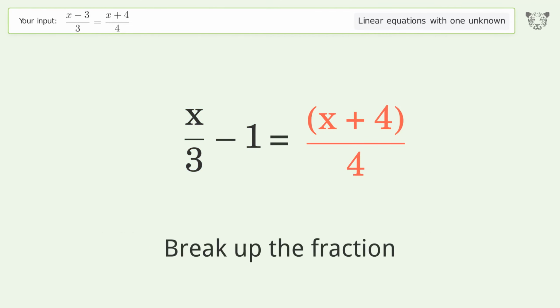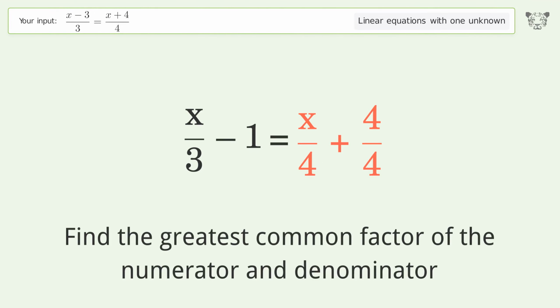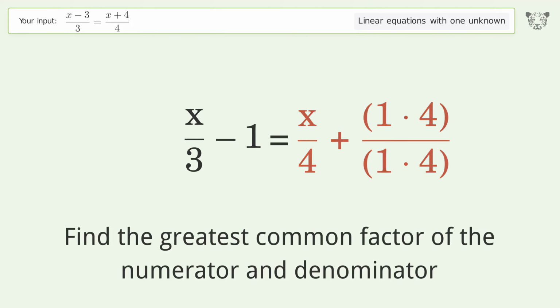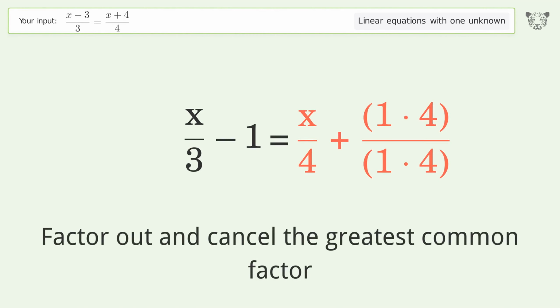Break up the fraction. Find the greatest common factor of the numerator and denominator. Factor out and cancel the greatest common factor.